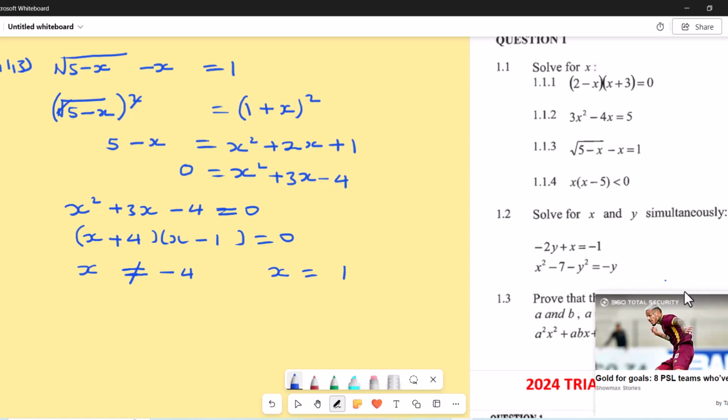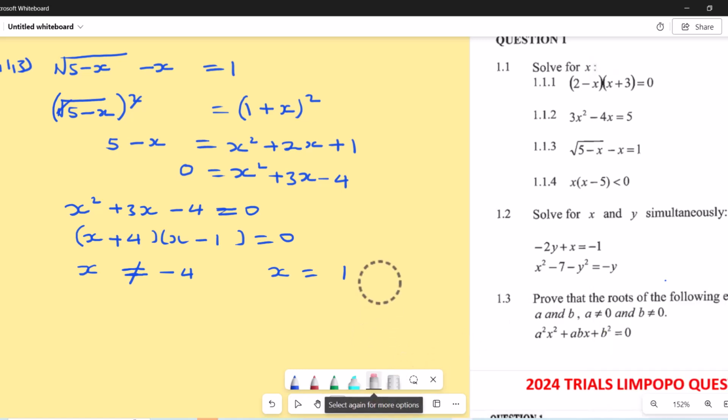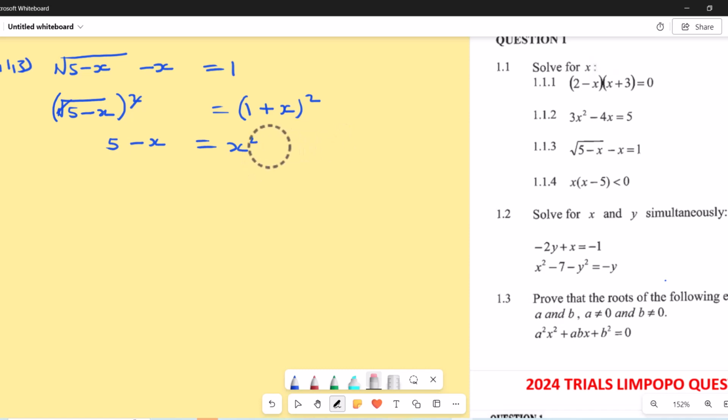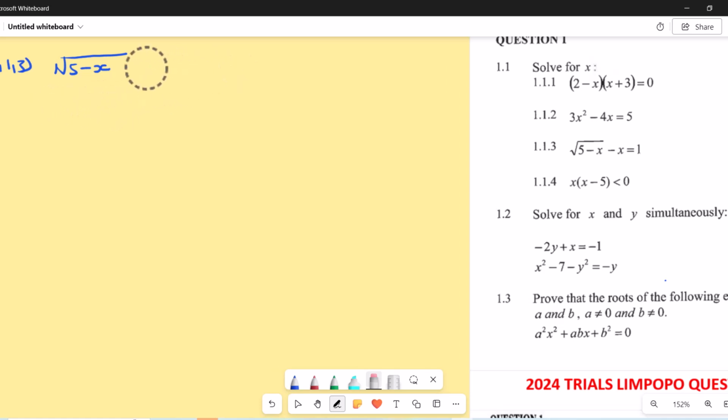1.1.4. Cleaning off this so we are together. 1.1.4, it is an inequality. Now inequality is different from the equation because with inequality our solution is a set of values, and with the equation our solution can be 1, can be 2, or 3. Let us find out here.